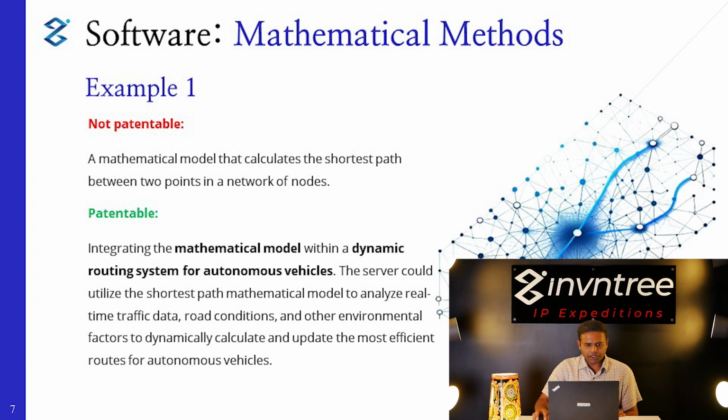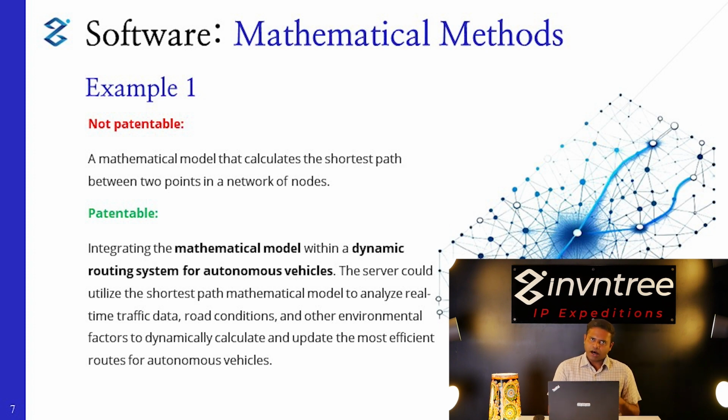Now let's say you come up with a certain mathematical model. Let's say it is a new mathematical model that can calculate the shortest path between 2 points in a network of nodes. So let's say there is a network of nodes, and every time the model gets an input saying that there are two nodes in this whole network and we need to find the shortest path between those two nodes. Now let's say the crux of your invention lies in that particular mathematical model itself.